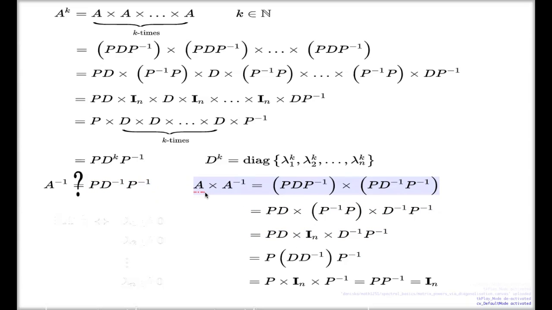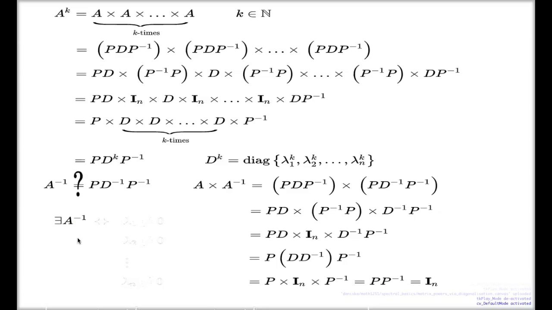Well, strictly speaking, you have to check in the other order as well. You have to multiply A inverse with A and do similar manipulations. I'll leave it for you to do this second part. And that's a very effective way to compute the inverse, as long as you know that your matrix is diagonalizable and you know these components of the diagonalization. And when I say components, I mean this pair of matrices, P and D.